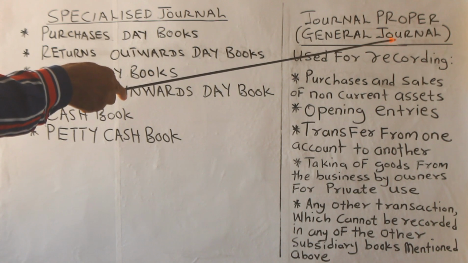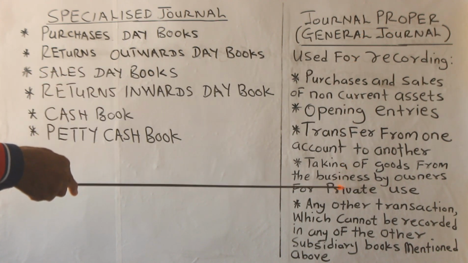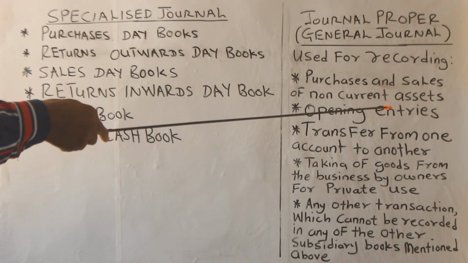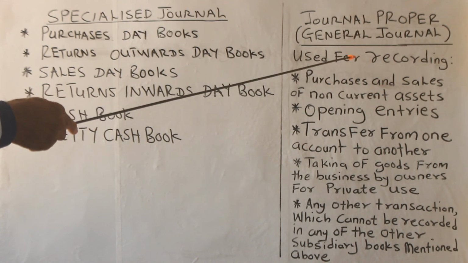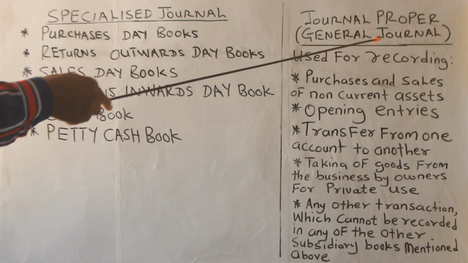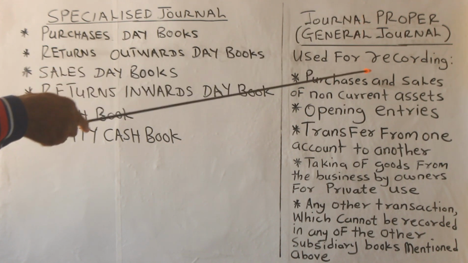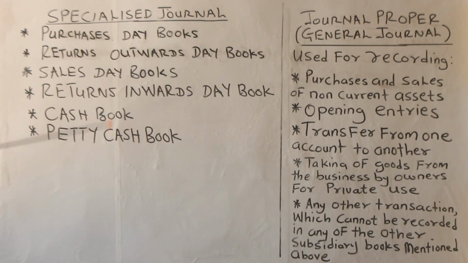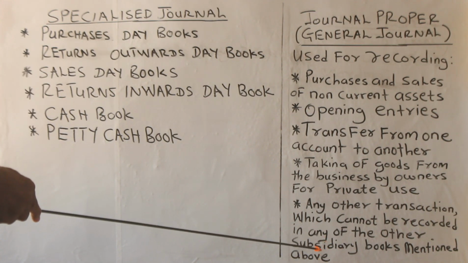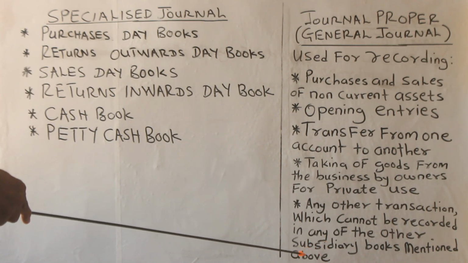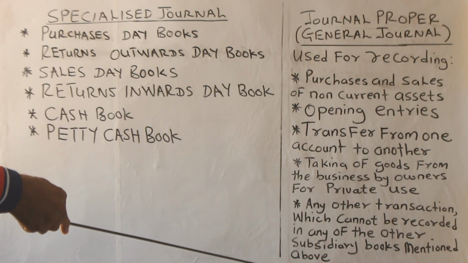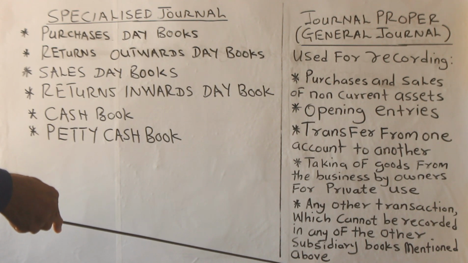Apart from these transactions mentioned here, like purchases and sales of non-current assets, there are many other transactions that are specifically reserved for the journal proper or the general journal due to the fact that they cannot be recorded in these subsidiary books. As we progress in our study, we shall bring some of these books into consideration. For now, we are going to limit our studies to these books here for the sake of our foundation knowledge.